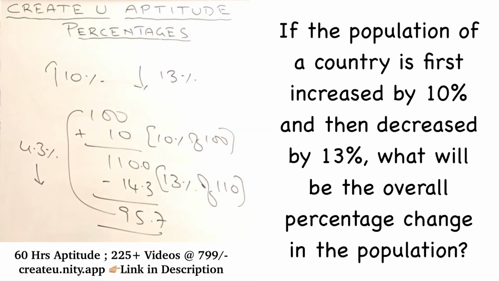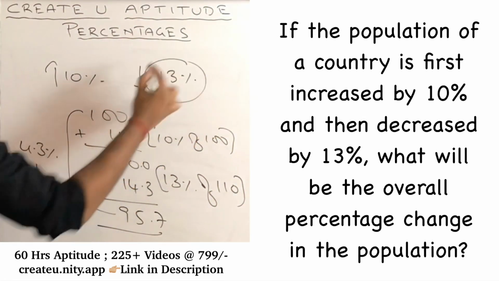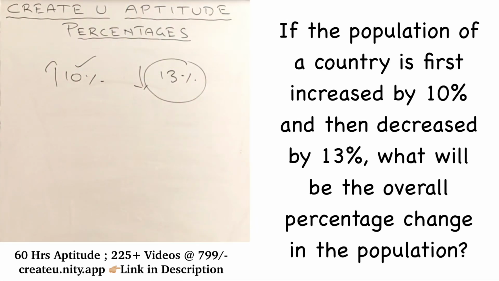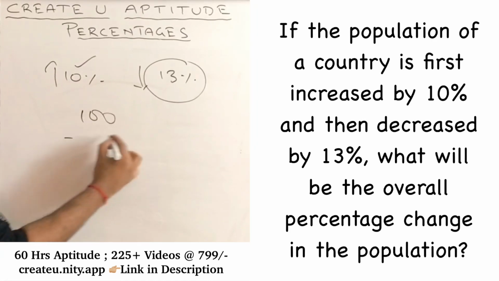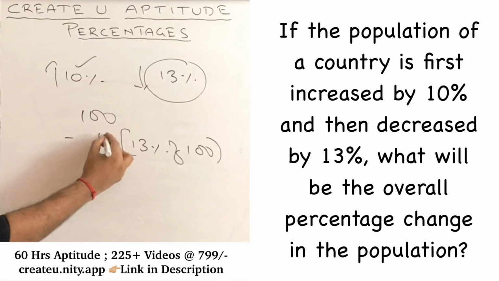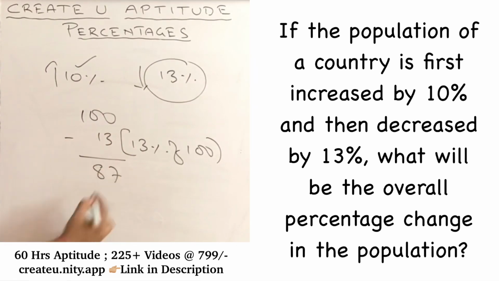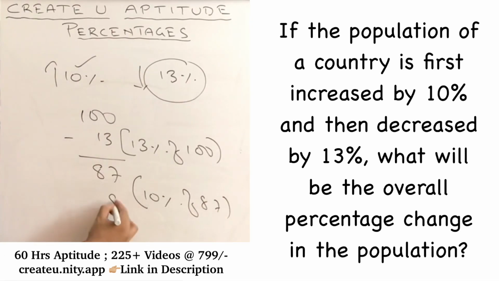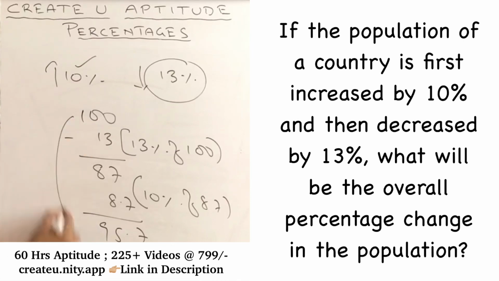This is my answer. But if I do it in the other way, if I take difficult one first, calculate 13% and then 10%, then my calculation will become a lot simpler. Observe this now, 100% minus 13% of 100, that is 13. So it will become 87. Now I will happily calculate 10% of 87, that is 8.7. So this is 7, this is 5 and this is 9. So overall change will be same, 4.3% decrease.